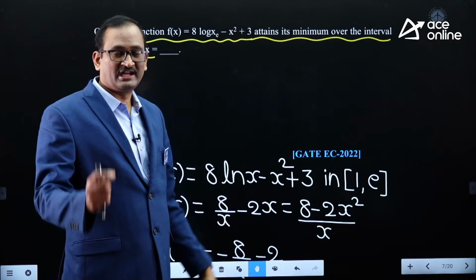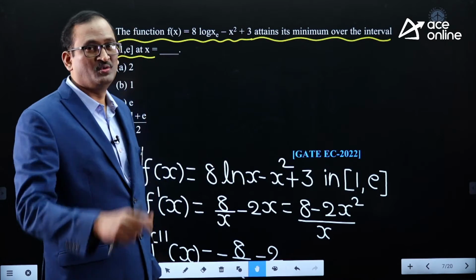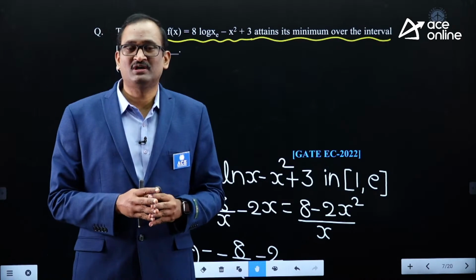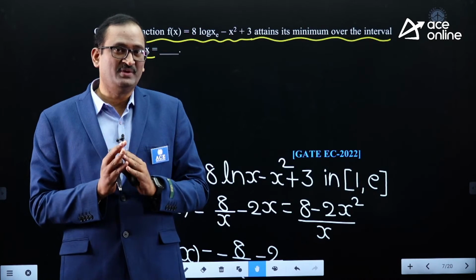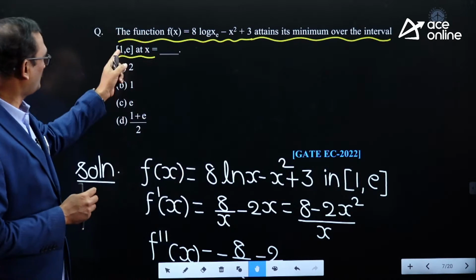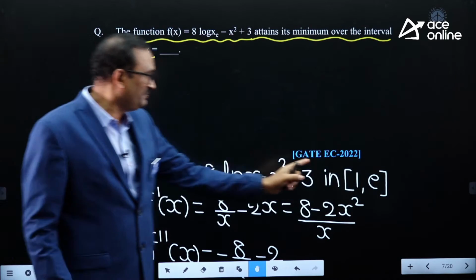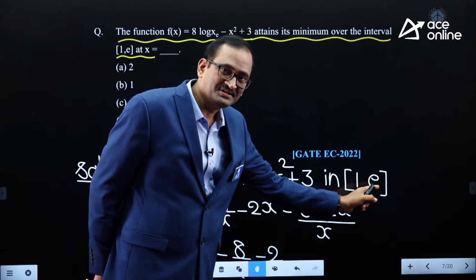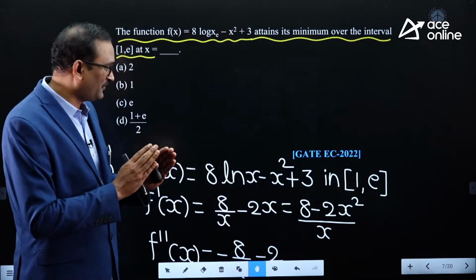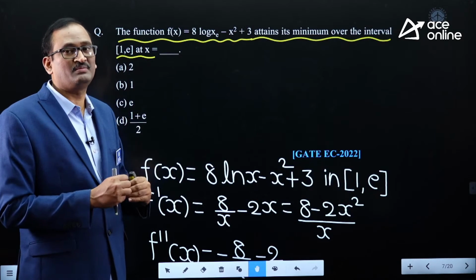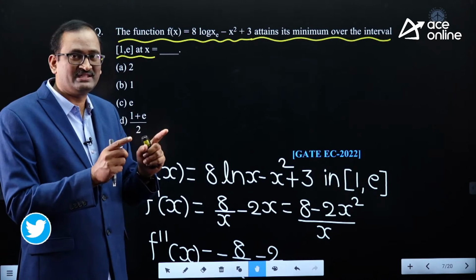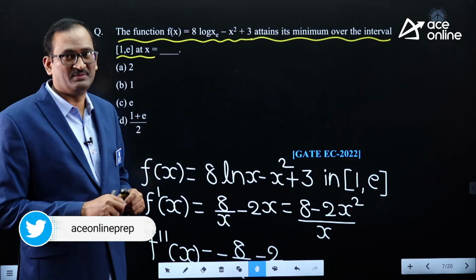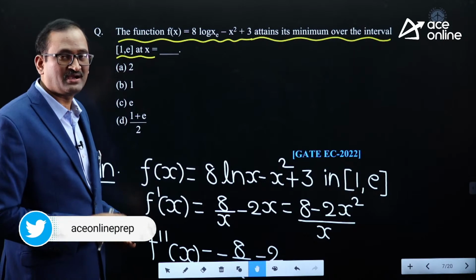minimum over the interval. That means we need global minima only. Global minima means what? f of a, f of b. a means one endpoint of the interval 1, b means another endpoint of the interval e, and f of a, f of b and all local minima. That is the requirement. Among all these, the smallest is the global minima. That's why local maxima is not required.